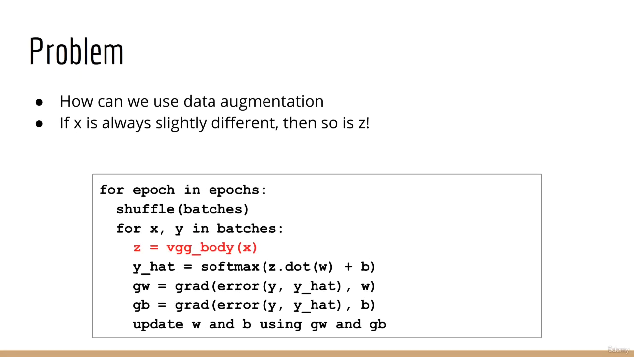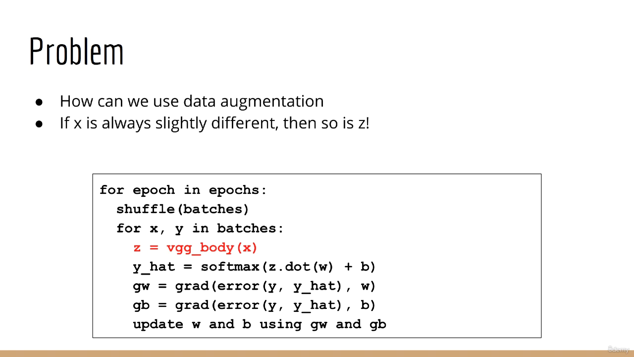Alright, so there's a problem with what I just proposed. What is it? Well, remember that when we create our image data generator, it gives us the option to do data augmentation. With data augmentation, every time we loop over the dataset, the generator modifies the original images just a little bit to help our neural network generalize better.